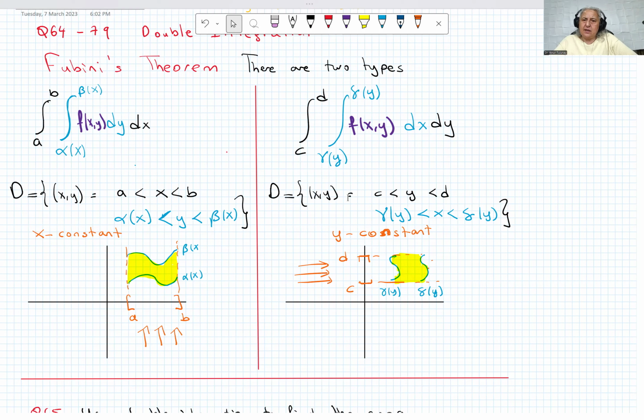So D is the set of x and y, where c and d range for y, and gamma y and delta y range for x. So in this case, y is a constant, y is equal to c is a constant, y is equal to d is a constant. So the line y is equal to d, the line y is equal to c, they are constant. In this case, we are thinking like a flow coming from this direction. You hit first gamma y, so this is the lower boundary, and the upper boundary you hit second will be delta y. It will make sense when we do more exercises on it.